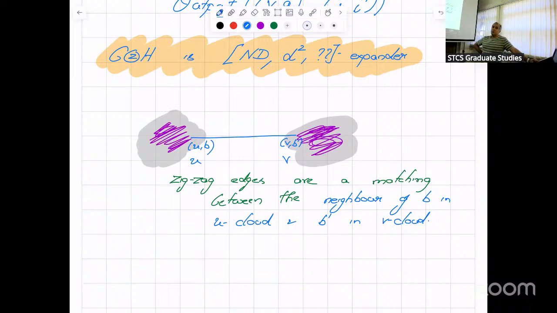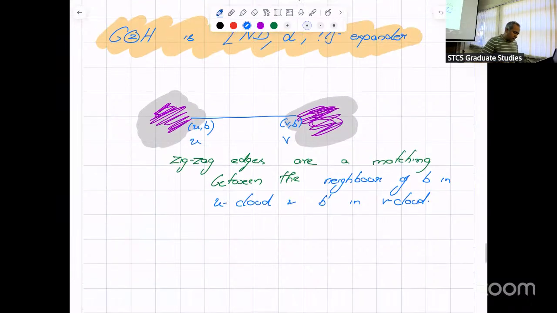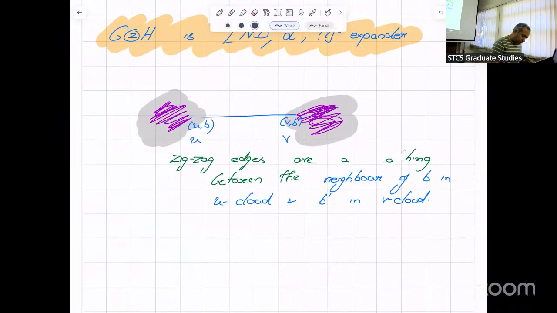U comma B has a neighborhood inside the cloud. That's a set of size D. The neighborhood inside the right cloud is also a set of size D. Is the graph between them a matching or is it complete? Everything is going to be connected. Sorry, it's a complete graph between them. The zigzag edges are a complete bipartite graph.